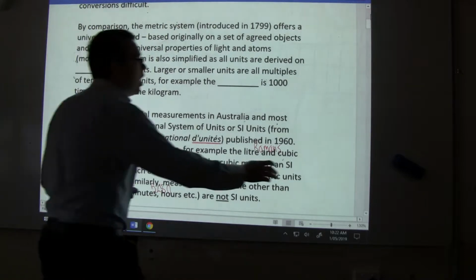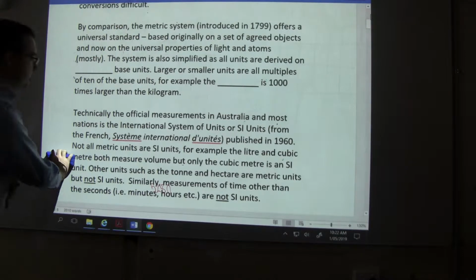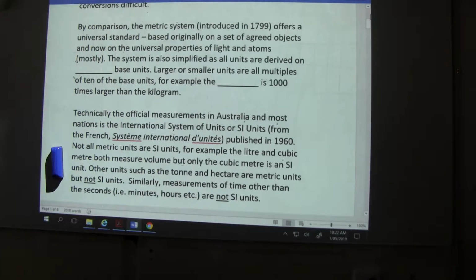Okay, by comparison, the metric system, introduced in 1799, offers a universal standard based originally on a set of agreed objects, and now on the universal properties of light and atoms mostly.